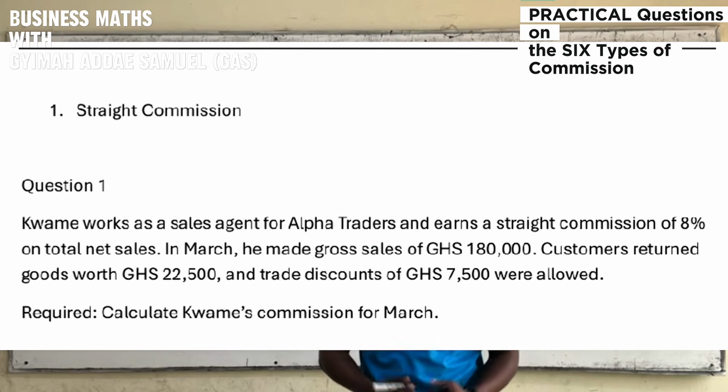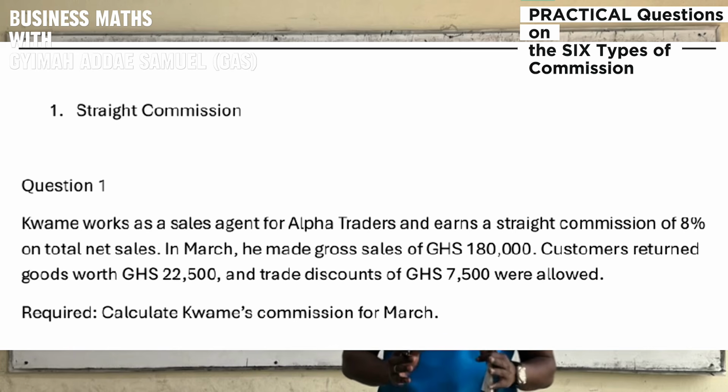So let's proceed. Kwame works as a sales agent for Alpha Traders and earns a straight commission of 8% on total net sales. In March, he made gross sales of 180,000 Ghana cedis. Customers returned goods worth 22,500 Ghana cedis, and trade discount of 7,500 were allowed. Calculate Kwame's commission for March.